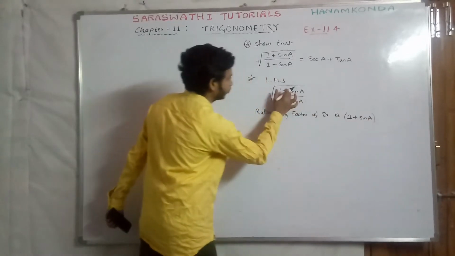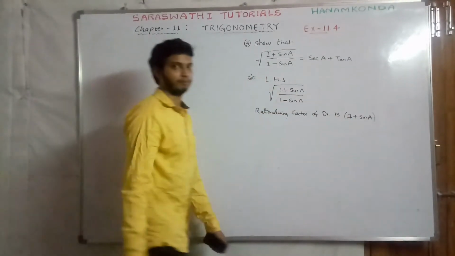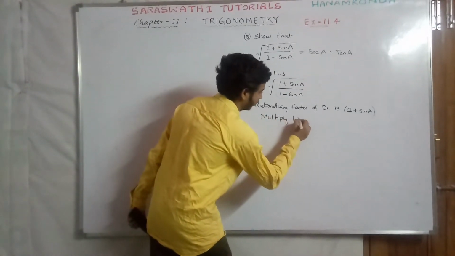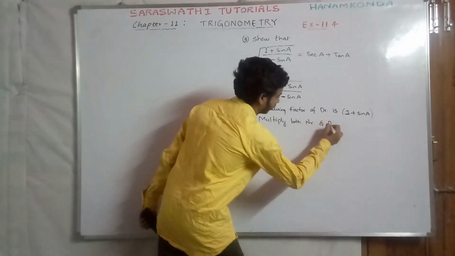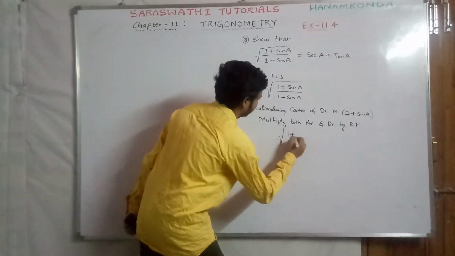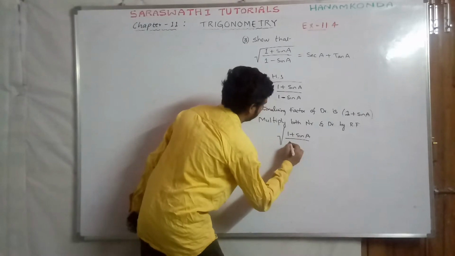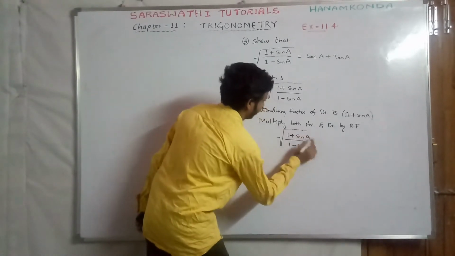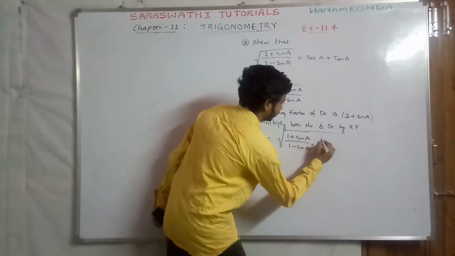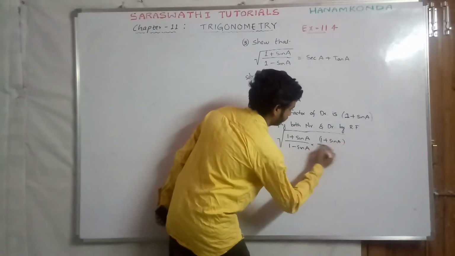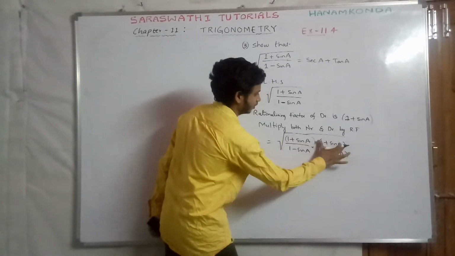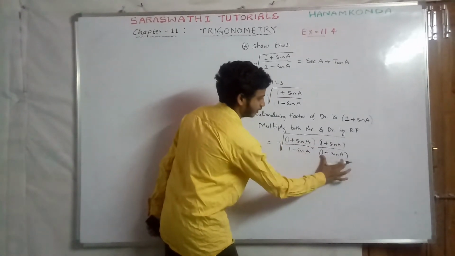Now multiply both numerator and denominator by this rationalizing factor. So it becomes the square root of (1 plus sin a) by (1 minus sin a), which is the given LHS. Multiplying both numerator and denominator with the rationalizing factor, it becomes 1 plus sin a by 1 plus sin a. The numerator is multiplied with the rationalizing factor and the denominator is also multiplied with the rationalizing factor here.